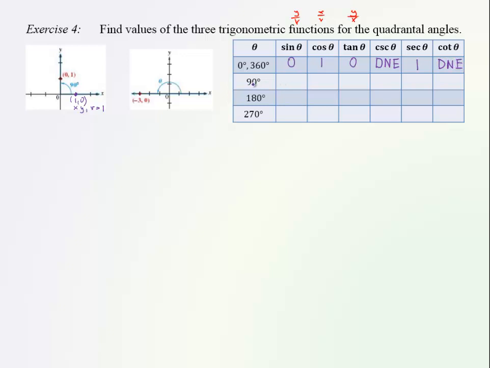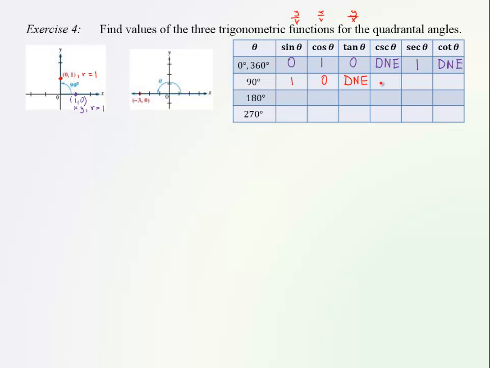Second row, if we think about angle 90, we pick a point on the terminal with coordinates 0, 1, and again r will be 1 as well, and just follow the definitions. Sine is y over r, so it's 1 over 1, so it's 1. Cosine is x over r, so it's 0. Tangent is y over x. Oh, we can't divide by 0, so tangent of 90 degrees doesn't exist.